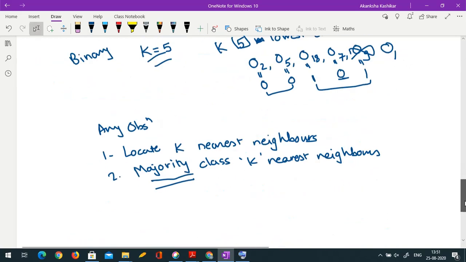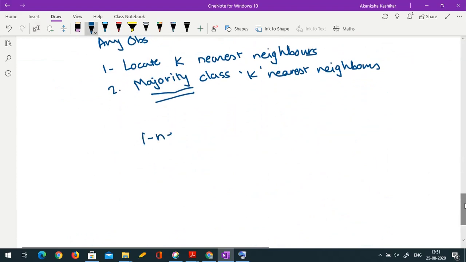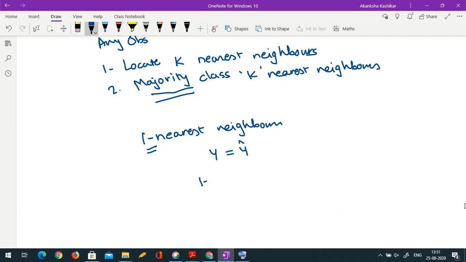What happens because of it? One important thing is, if I talk about say one nearest neighbor, then I will always get y as y hat, because every observation would be the nearest neighbor of itself. If I want to find only one nearest neighbor and I am in the training set, every observation would be closest to itself. As a result, I would always get y equal to y hat. Hence, in the one nearest neighbor scenario, training error is always 0.